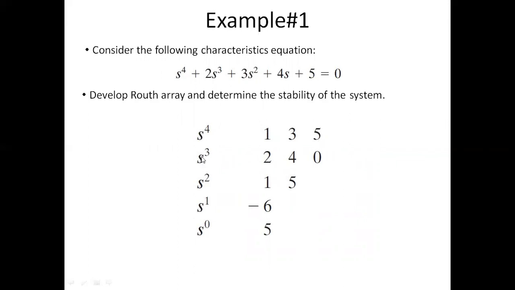Now, the coefficient of s to the power 4 is 1, of s squared is 3, and of s to the power 0 is 5. Followed by, in order to form the next row, the s cubed coefficient is 2, the s coefficient is 4, and 0. So for the s squared row it is 2 into 3, that is 6, minus 4 into 1, that is 4.